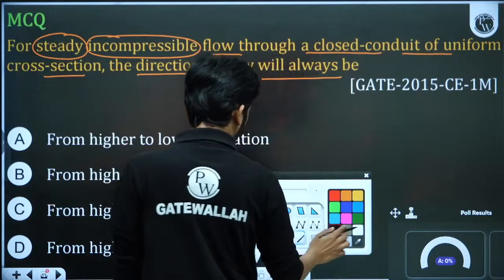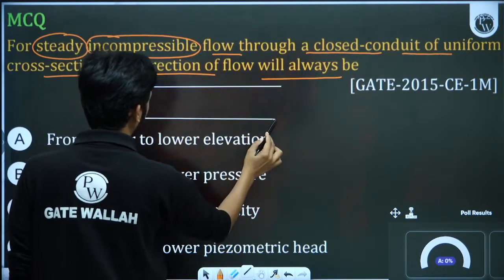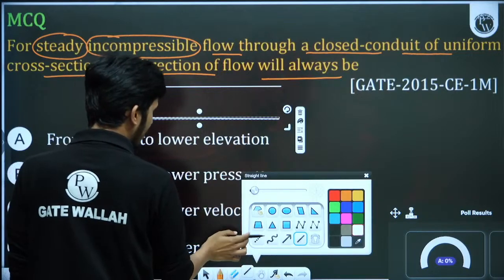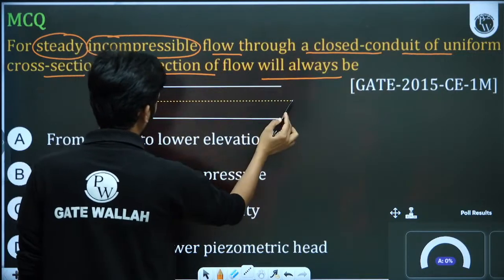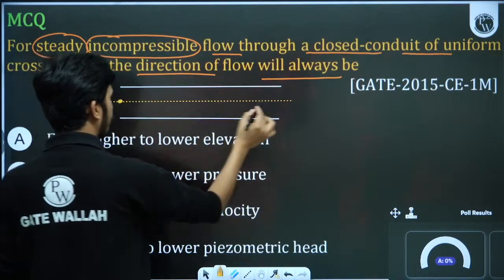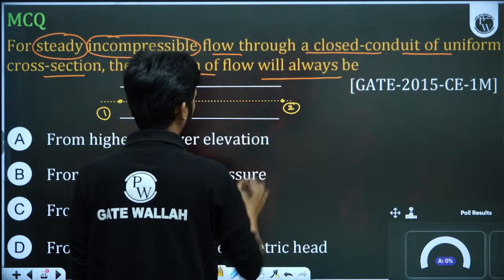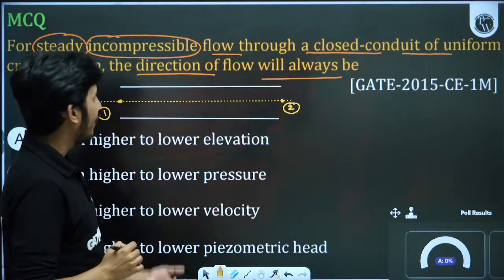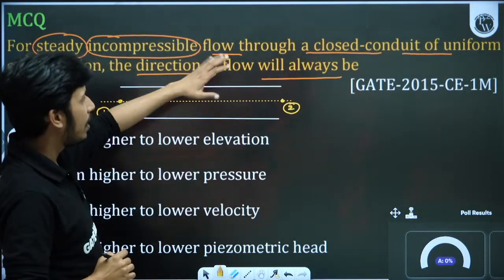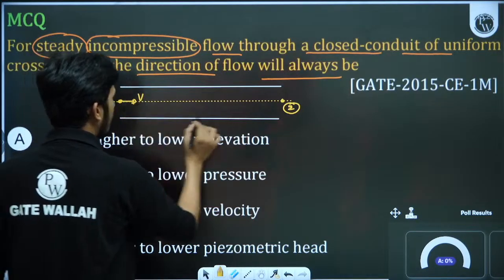Always remember, when the pipe is horizontal, then datum head at both points are same. Okay, datum head is same. This 1 to 2, the datum head is same. And if the pipe is of constant cross section, it is given the uniform cross section, so here velocity will be same.